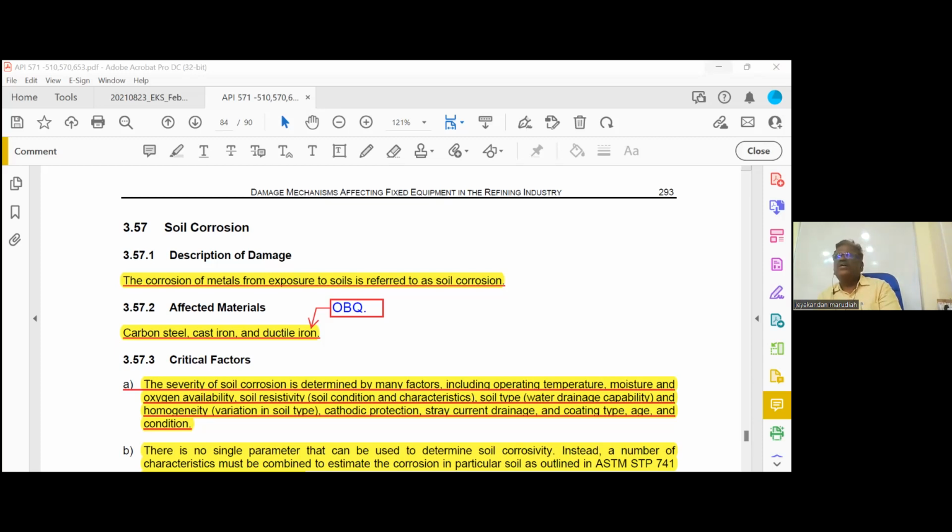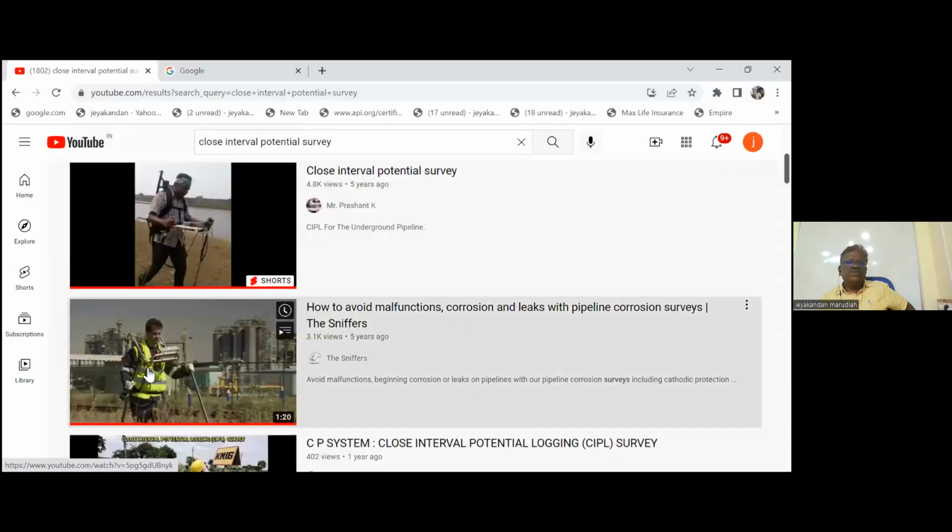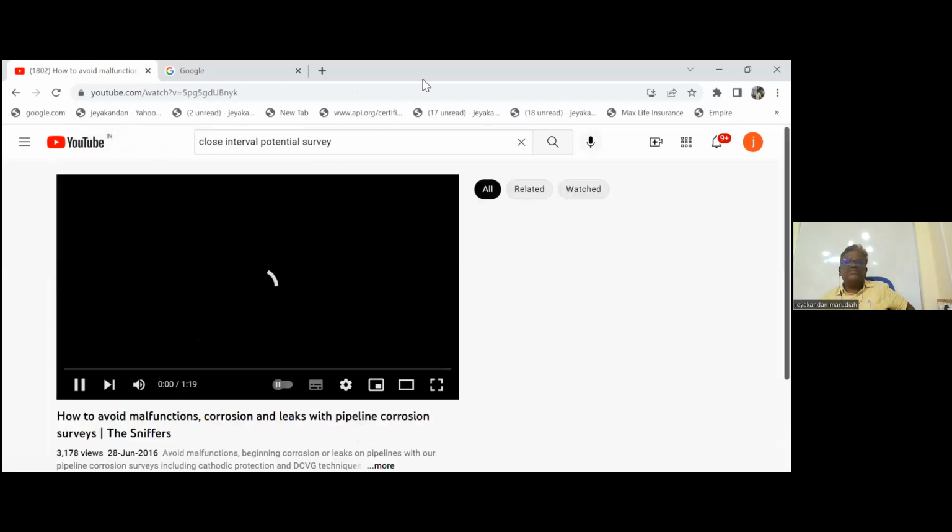See, underground piping will corrode when there is damage in the coating. The purpose of coating is to protect from corrosion. So this is the actual close interval potential survey.